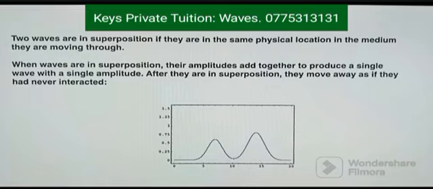So you're supposed to know here that two waves are in superposition if they are in the same physical location in the medium they are moving through. This could be air or any other medium. When waves are in superposition, their amplitudes add together to produce a single wave with a single amplitude. After they are in superposition, they move away as if they never interacted.